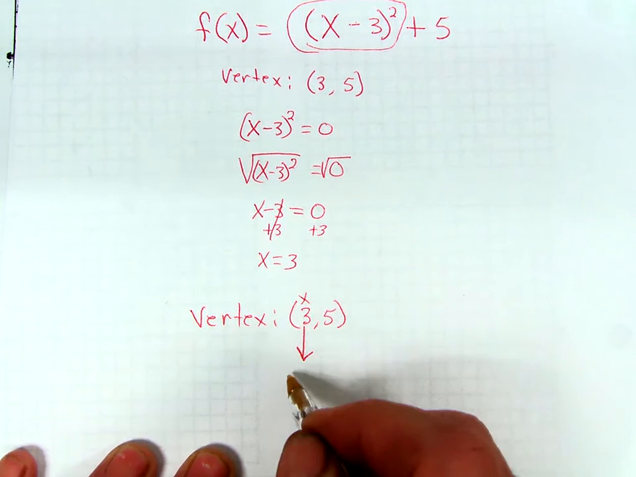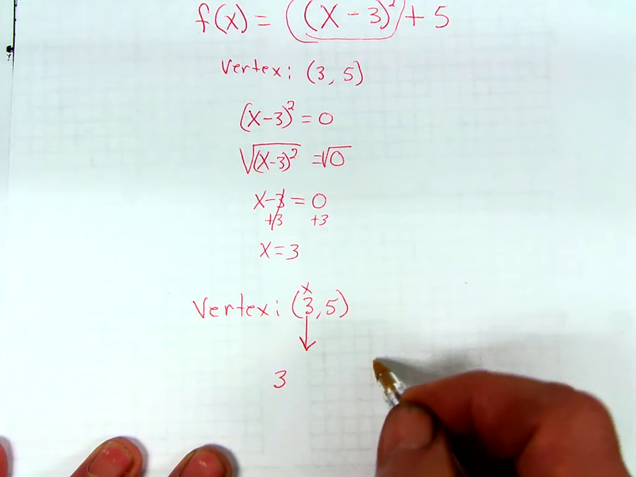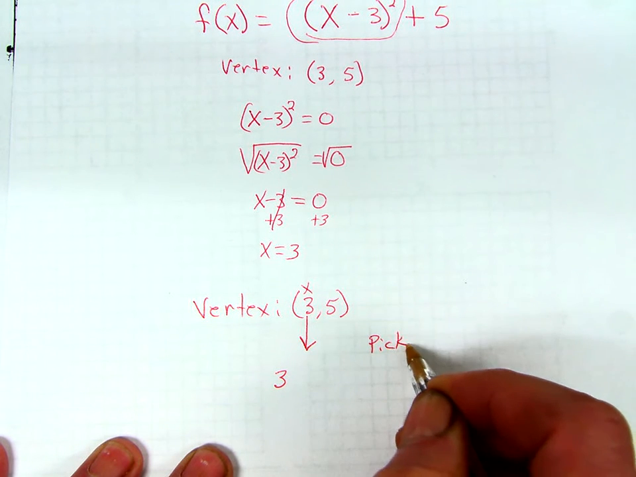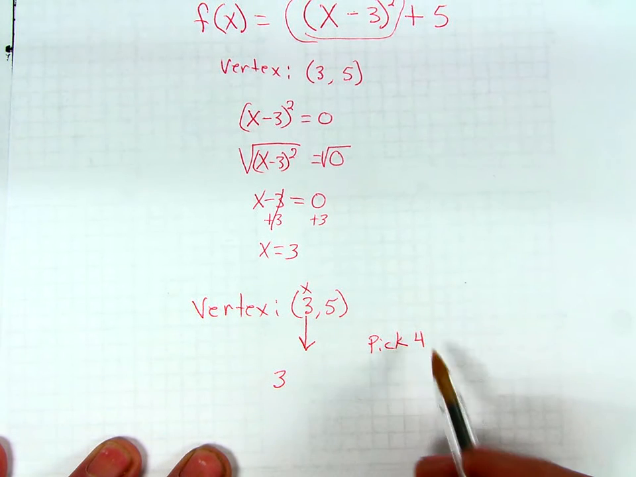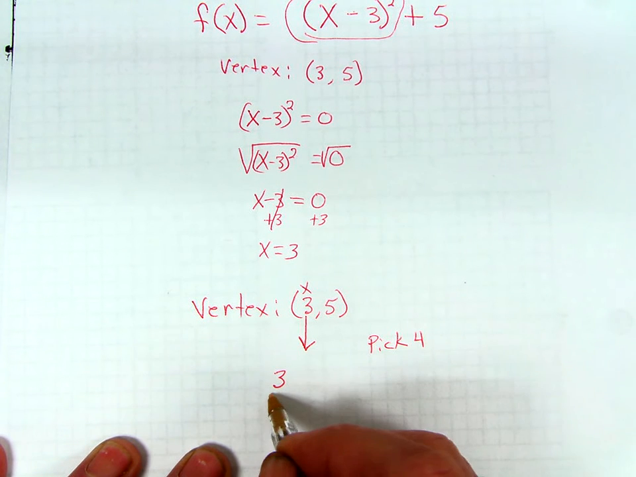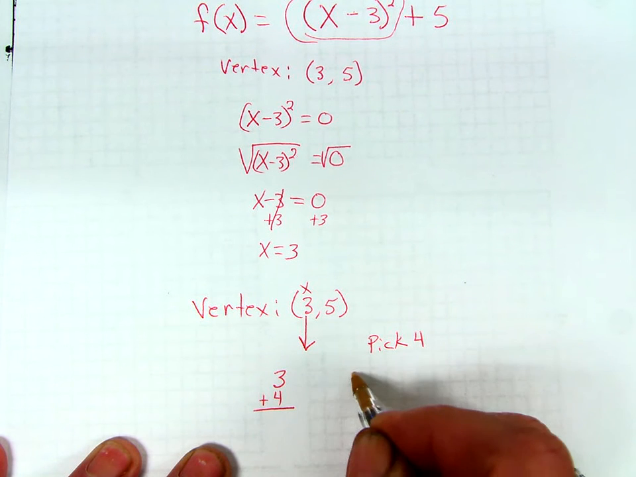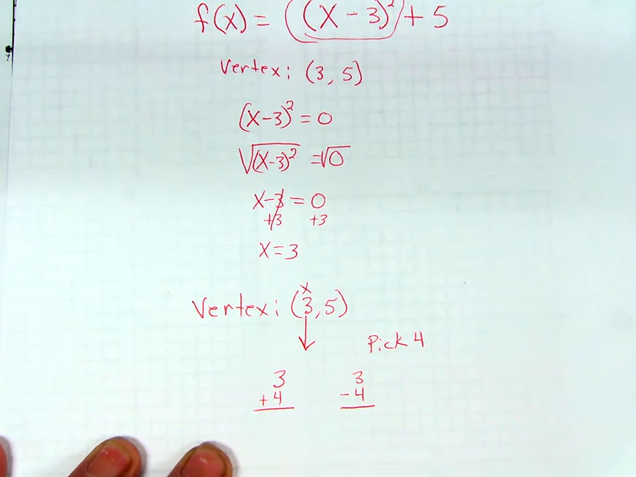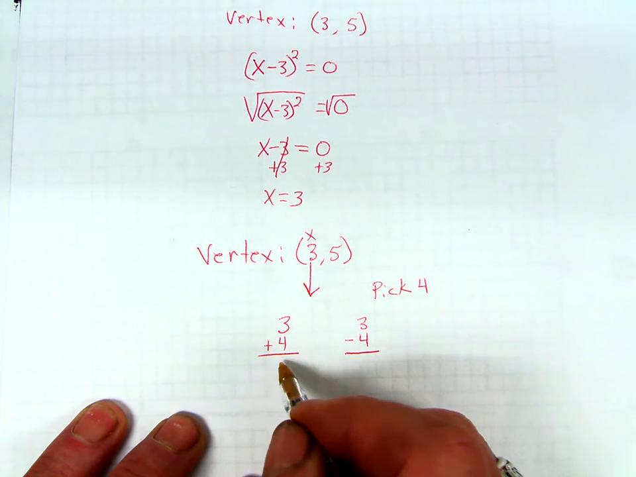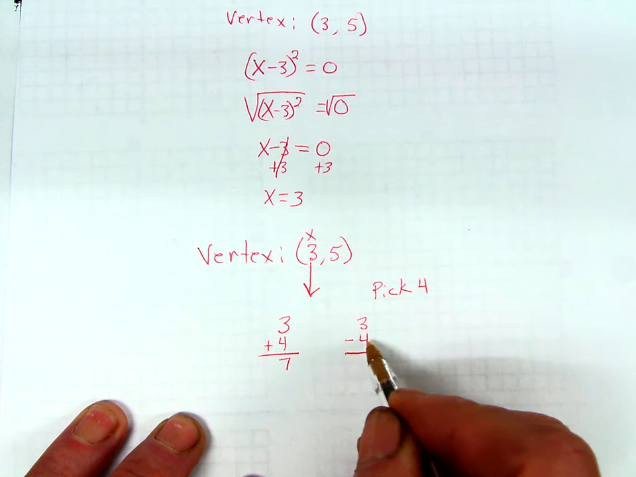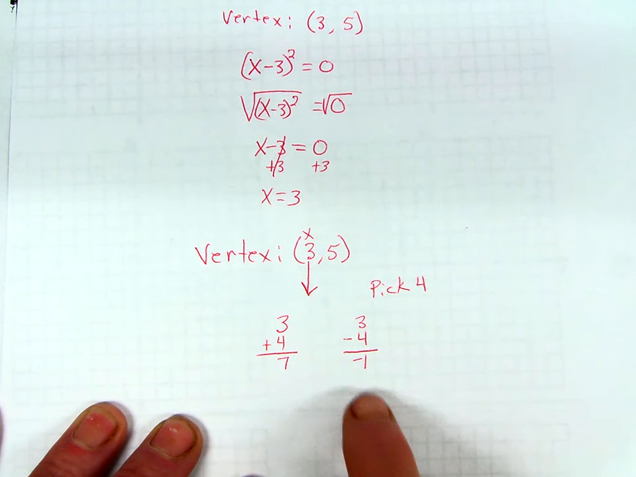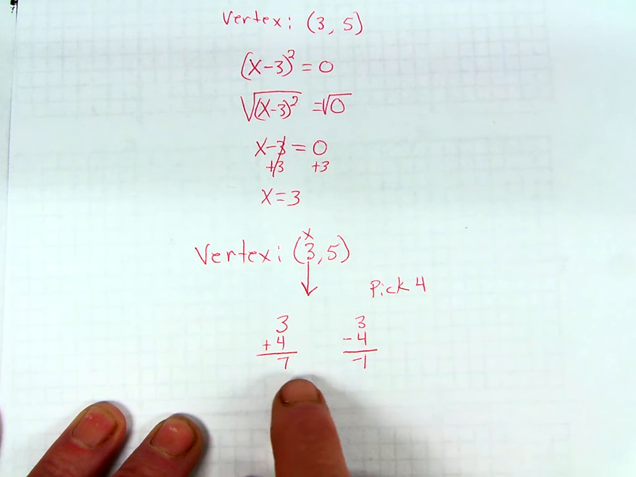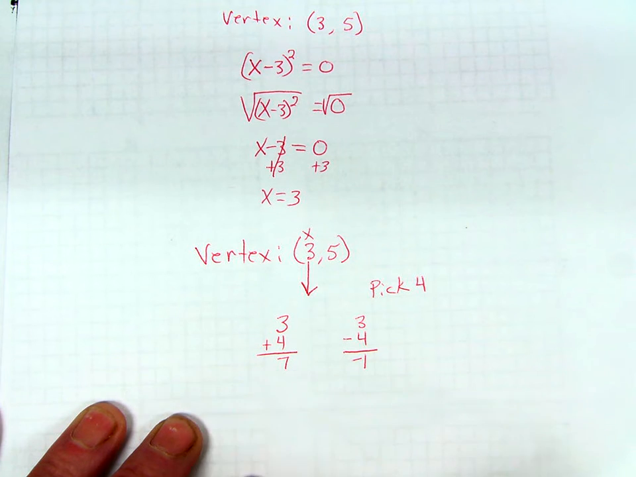So we'll use this x, and I'm going to pick the number 4. You can use any number. I'm just going to pick the number 4. Alright, so I'm going to add 4 to 3, and I'm going to subtract 4 from 3. 3 plus 4 is 7. 3 take away 4 is -1. Those become my new x values. I will end up with 2 points. The x value for one of those points is -1. The x value for the other point is +7.